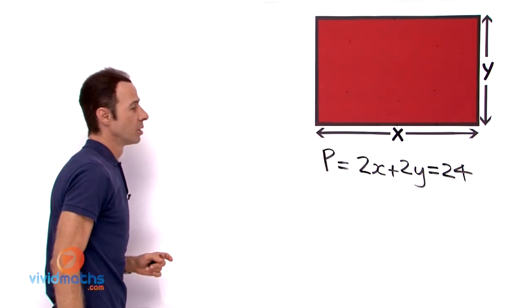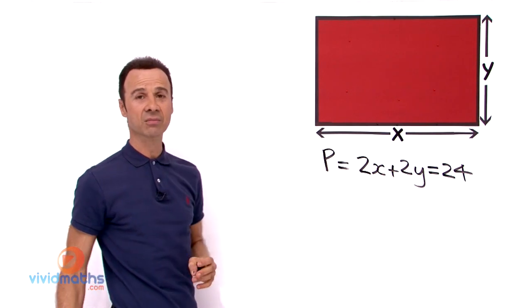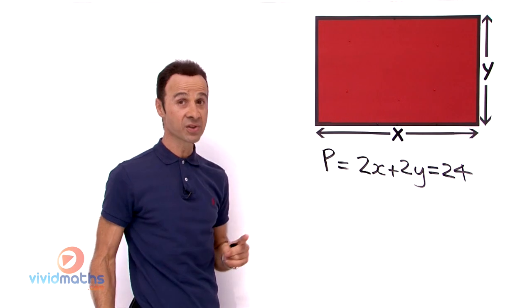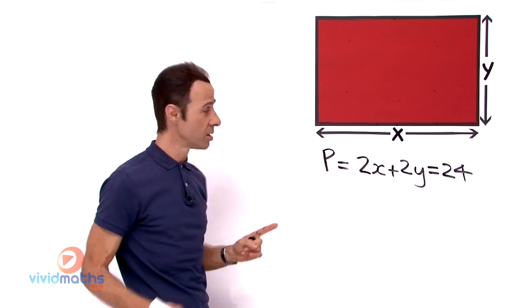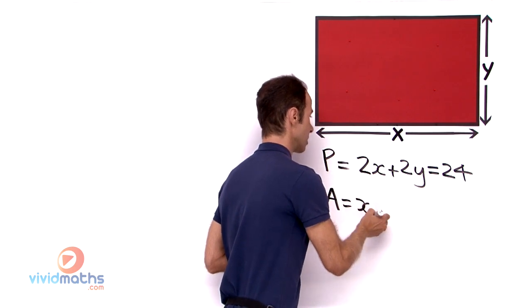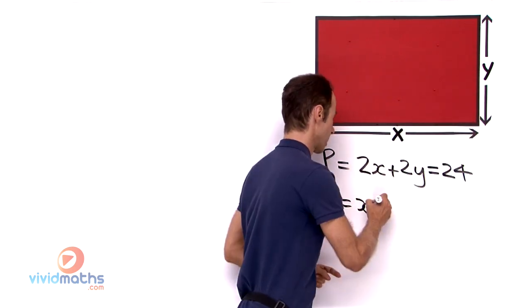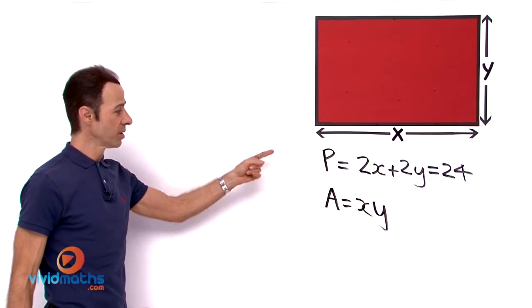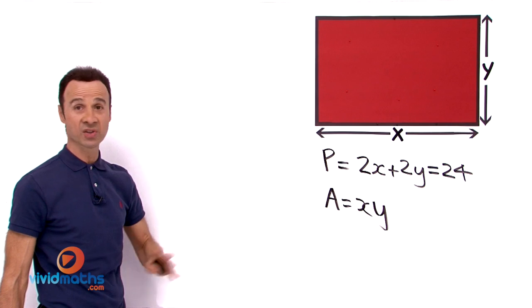What else do we have? Well, that's it. They want us to find the area from that. Do they give us the area? So what is the area? The area equals X times Y. So we need to maximize it. They give us the perimeter, they want us to do the area. And they give us nothing on the area.